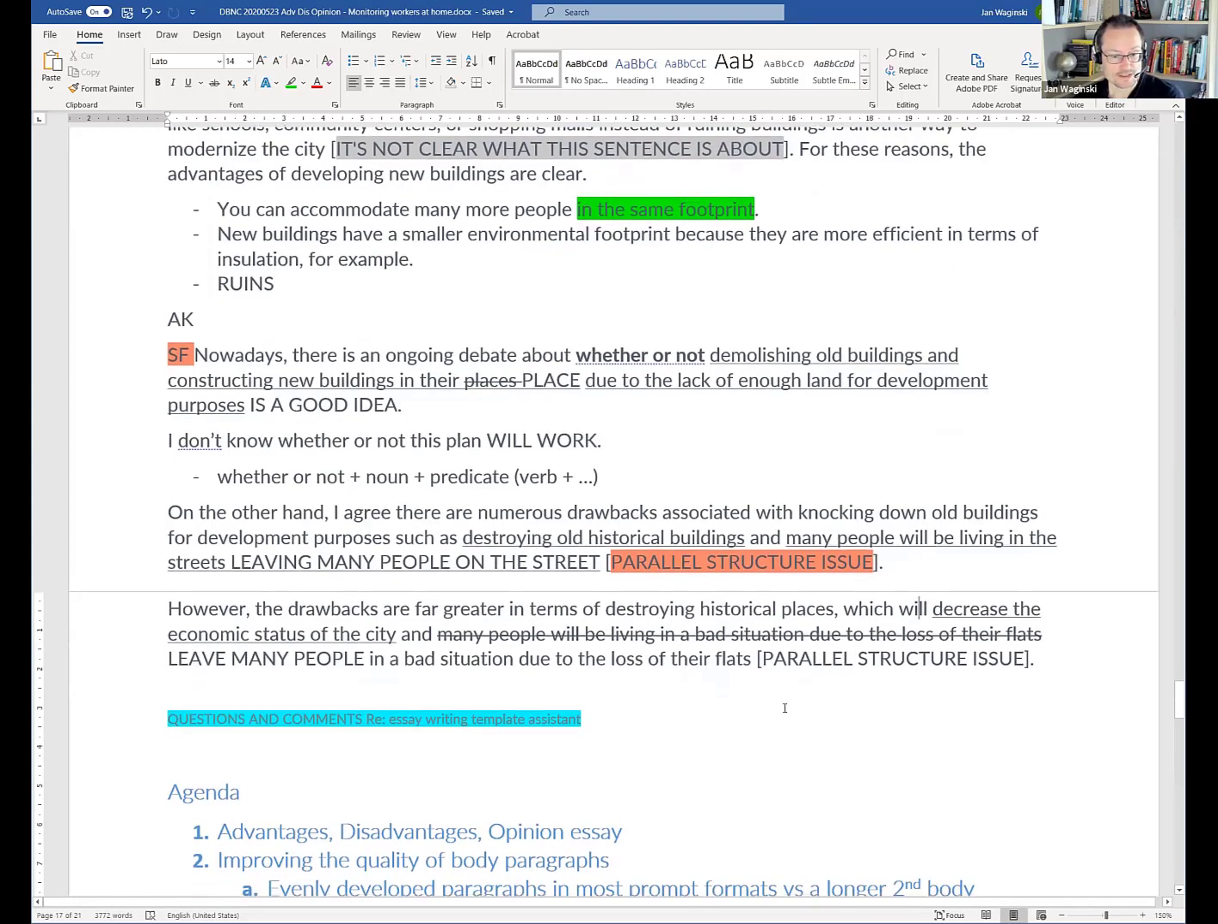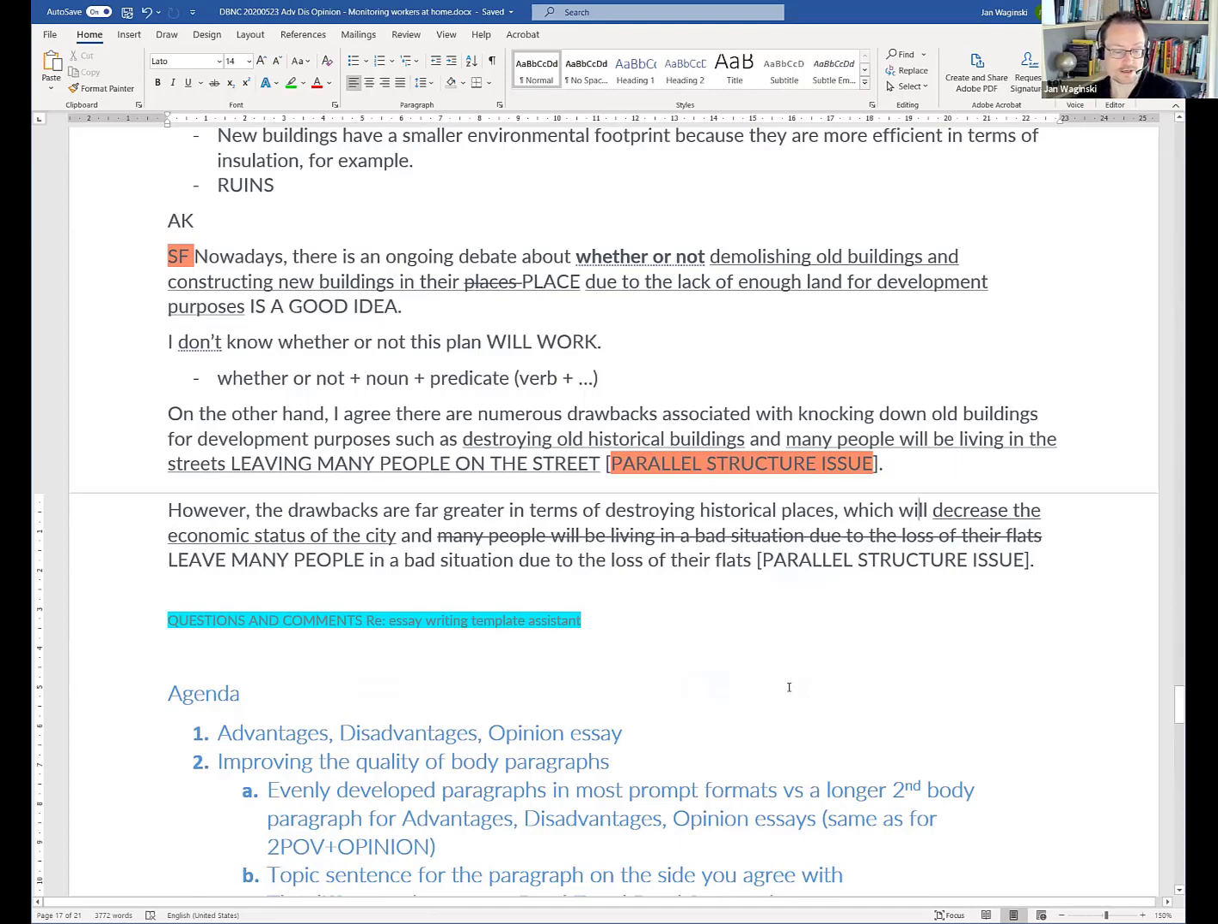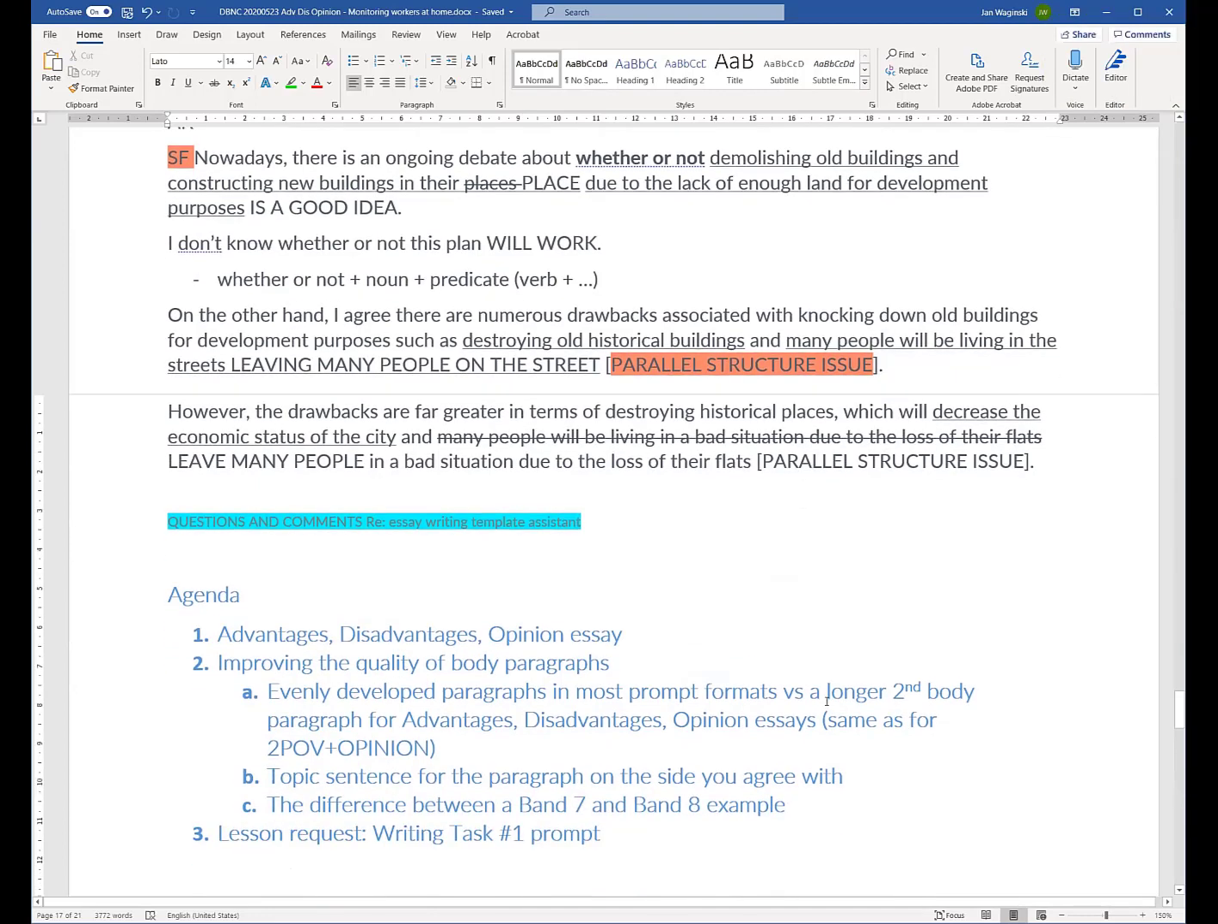All right, let's go on with today's essay. We're going to do one more advantages, disadvantages opinion essay. We're going to talk about improving the quality of body paragraphs. And after we do that, Dina wanted to go over a writing task 1 prompt. So if you don't want to stick around for that, that's fine. I'll just go through it with Dina.